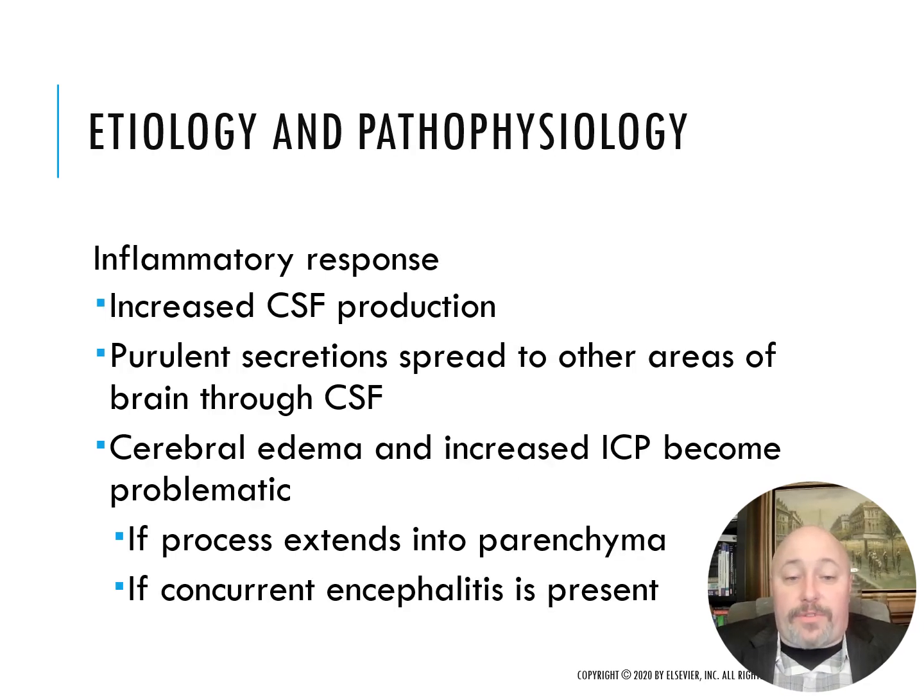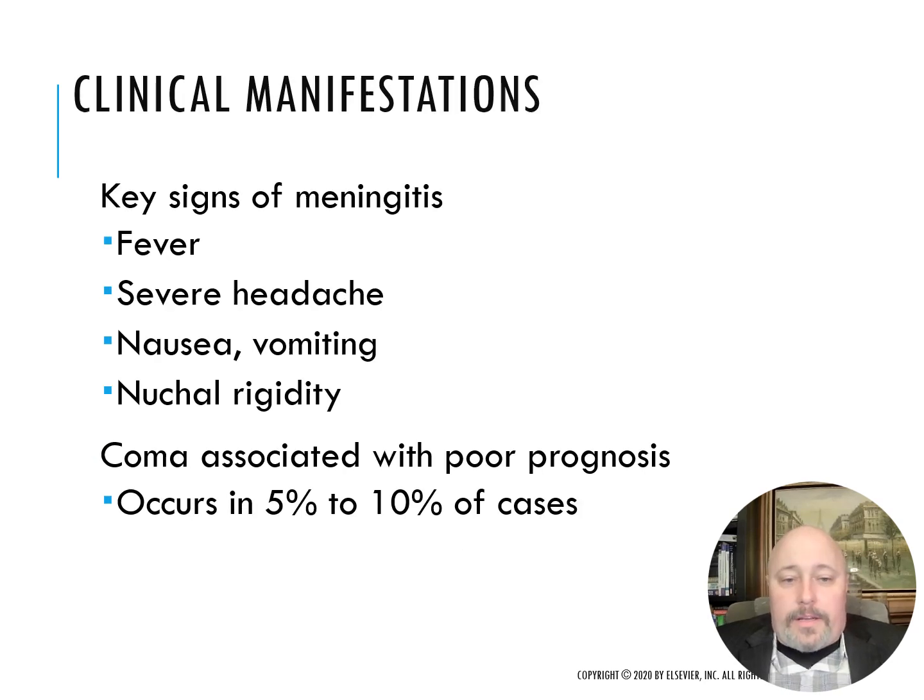In the case of inflammatory response, you're going to have increased cerebrospinal fluid production, along with purulent secretions that spread to other areas of the brain through the cerebrospinal fluid, with cerebral edema and increased intracranial pressure becoming problematic, especially if the process extends into the parenchyma, or if concurrent encephalitis is present. Key signs of meningitis include fever, severe headache, nausea, vomiting, nuchal rigidity, and coma, often associated with a poor prognosis, and unfortunately it occurs in 5 to 10% of cases.